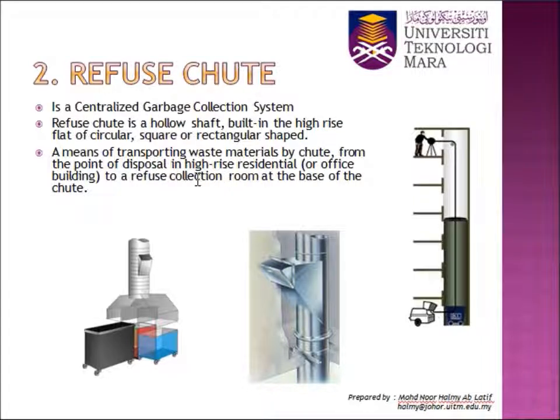Refuse chute is a hollow shaft built in a high-rise flat, of circular, square or rectangular shape. It is a means of transporting waste material by chute from the point of disposal in a high-rise residential or office building to a refuse collection room at the base of the chute. So kat bawah ni ada collection base lah, ya. So dia akan turun terus masuk ke dalam bin.